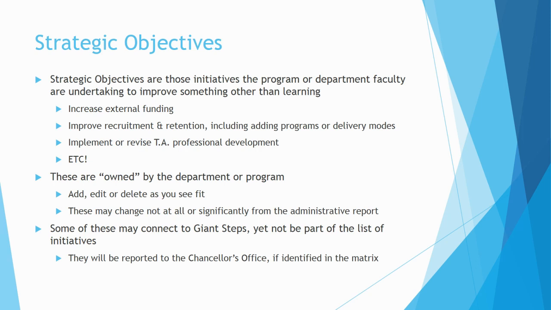The Chancellor's Office wants you to indicate that on your report, and the Office of Assessment and Accreditation will collect that information into a report for the Chancellor's Office. This will be used to track additional initiatives that move the strategic plan forward. So, if you believe that any of your objectives contribute to UNCG's Giant Steps, even if they're not in the current table of initiatives, indicate that on your report. On the next slide, we'll show you how that works.